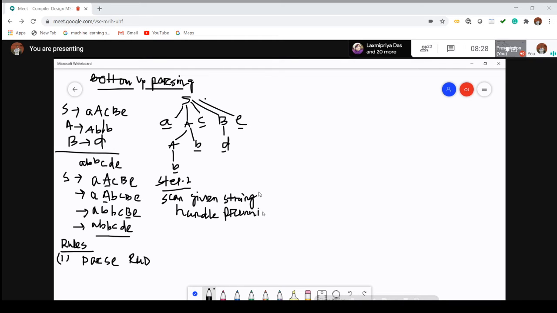So what is step number 2? Scan the input string. Input string means this one, A, B, B, C, D, E. Scan the input string from left to right to find out a handle. Handle means which production is to be replaced with the corresponding value.